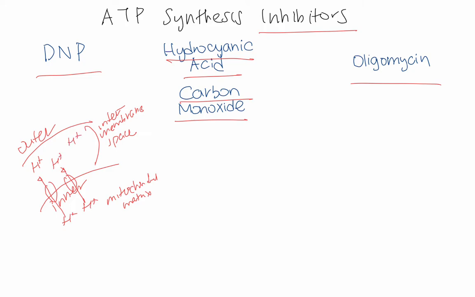And DNP makes these hydrogen ions flow back into the mitochondrial matrix without going through the ATP synthase molecule, which is the one that actually makes the ATP, but rather going through just the phospholipids. And so that's why DNP is not great for synthesizing ATP.